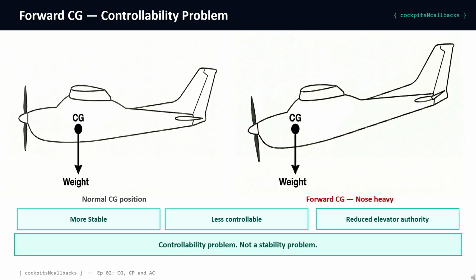More back pressure is needed throughout the entire flight, and stall speed increases because the wing must work harder to compensate for the nose heaviness. At the extreme forward limit, the aircraft may not be controllable enough to flare properly for landing. This is a controllability problem, not a stability problem. That is the forward limit. Now move to the other end of that envelope, and the situation changes completely.